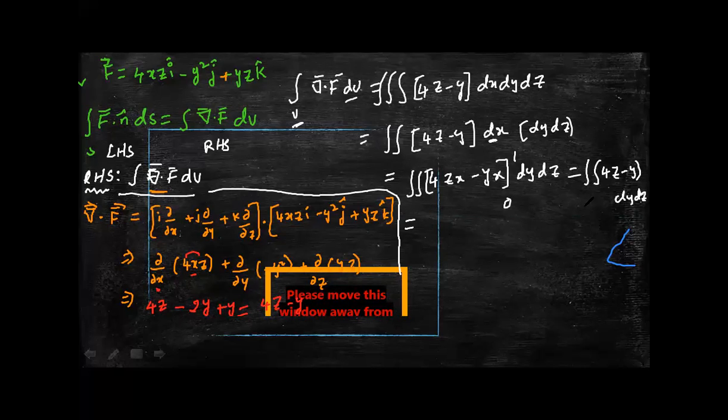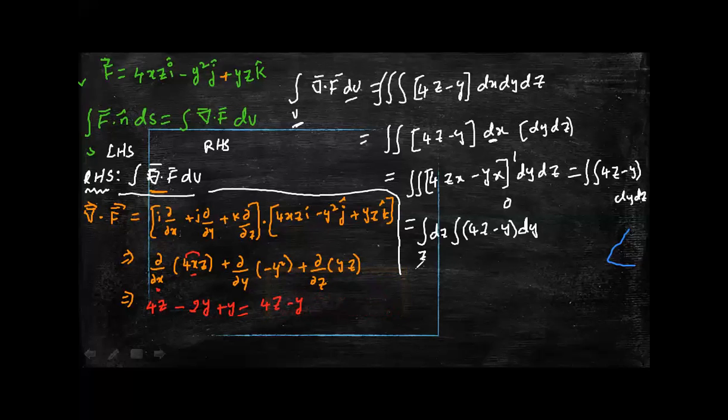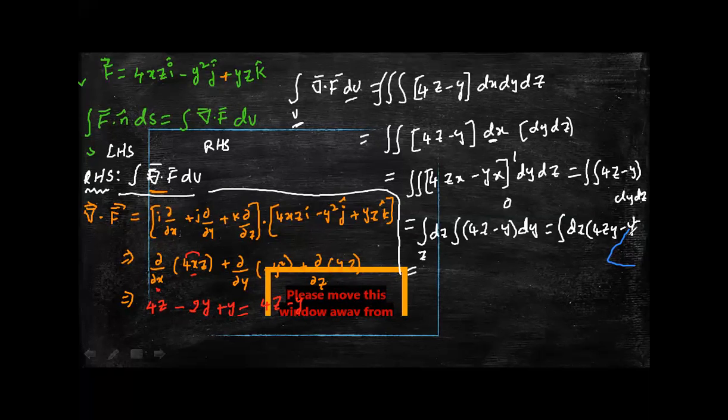Then what I have to do? Again I have to bring the 1 inside. So I can take dz out. dz I'll keep it. Then I'll go for 4z minus y into dy. Then what I am going to get, tell me. I'm going to write here integral dz. Here z is only there, 4zy, minus y square by 2.